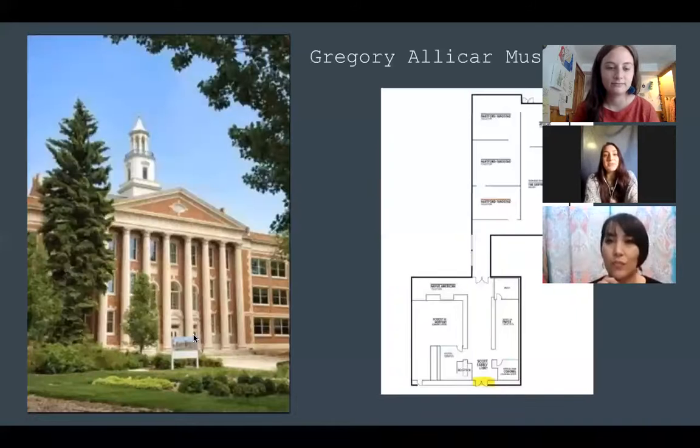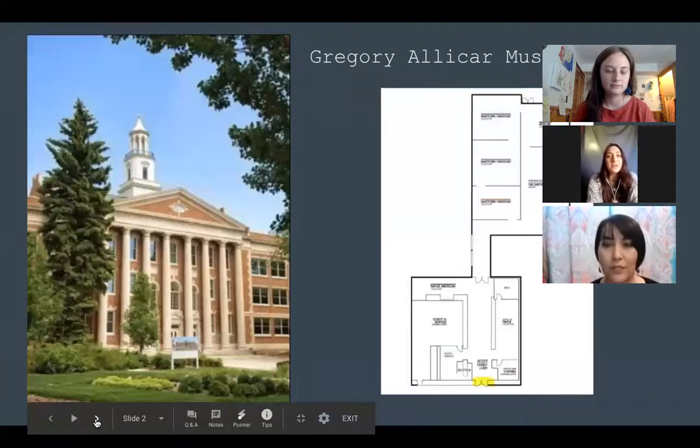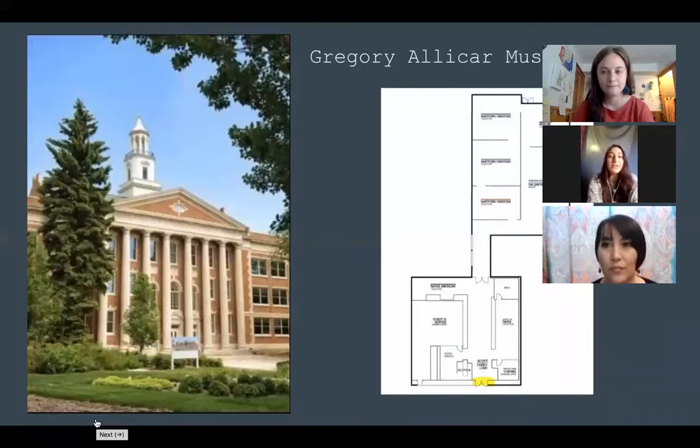So today we're going to be taking a virtual tour of CSU's Gregory Allicar Museum. We're going to take a trip through some different time periods and look at types of art that have been made by a few different cultures and people. And then we have an art project that you can do as well.